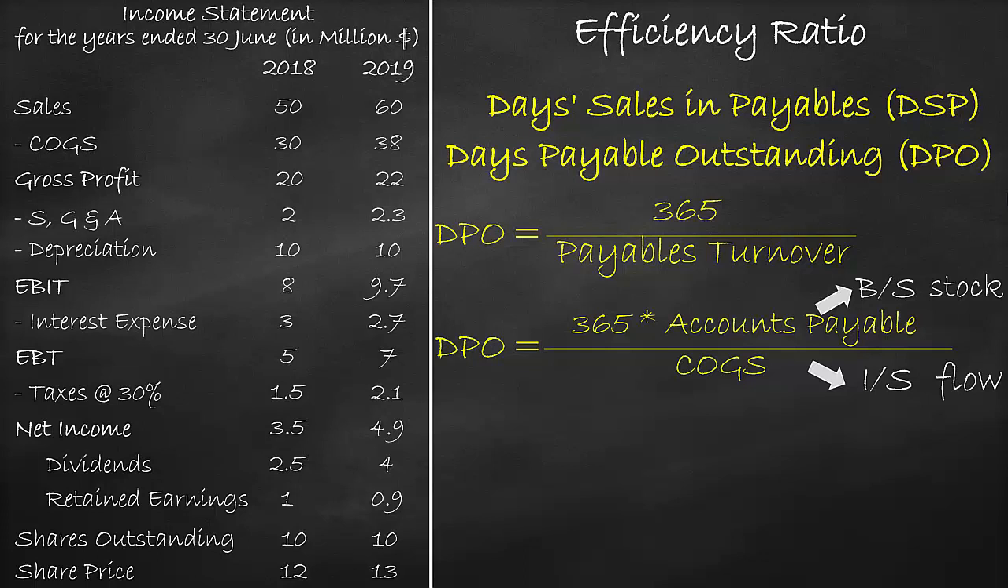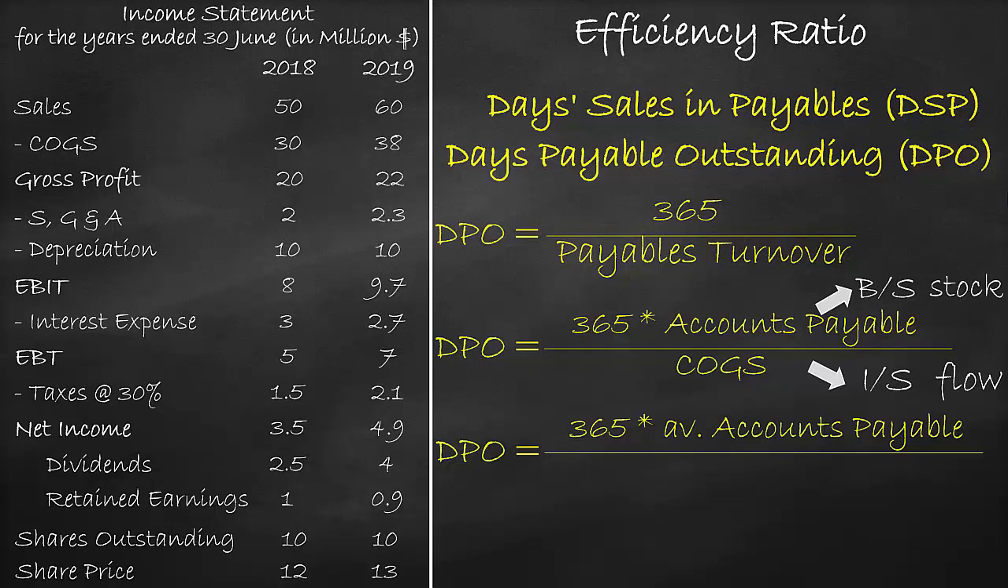In summary, anytime you find a financial ratio that includes an item from the income statement and an item from the balance sheet, you will use the income statement item and get the average of the balance sheet items. So, we can rewrite the days payable outstanding ratio as 365 times the average accounts payable divided by the cost of goods sold. Let's calculate the days payable outstanding for the year 2018.